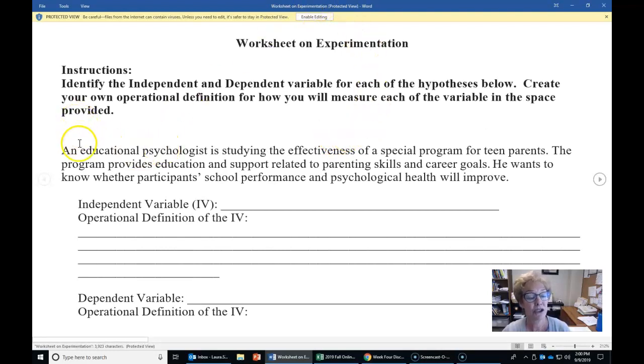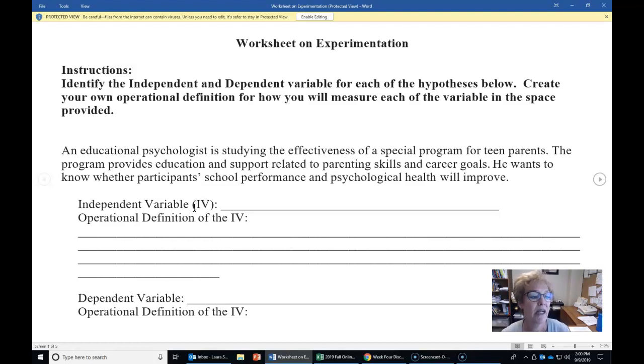And so what you're going to do is just read through these example experiments, and you're going to come up with the operational definitions for the independent variable and the dependent variable. So with the operational definitions, you need to say how you're going to measure and manipulate the independent variable and how you're measuring the dependent variable.